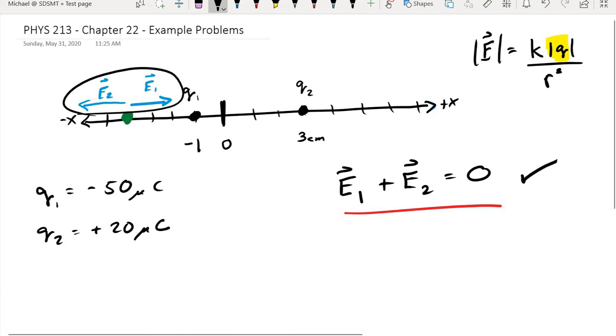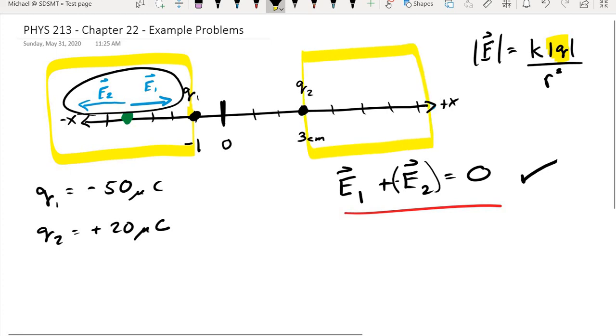If I were to add those two fields together, the fact that they're opposing one another, technically electric field 2 would have a negative sign associated with it when I add them together, but that is a possibility of adding these two fields together and getting a 0. So something to the left of charge 1 could work. But what about something to the right of charge 2? Could we get something over there to work?